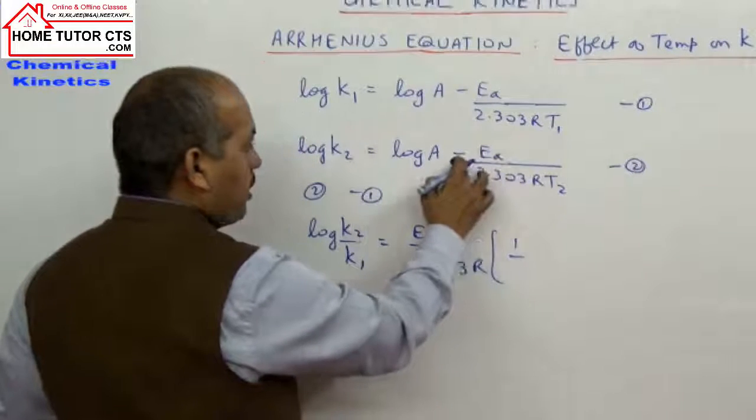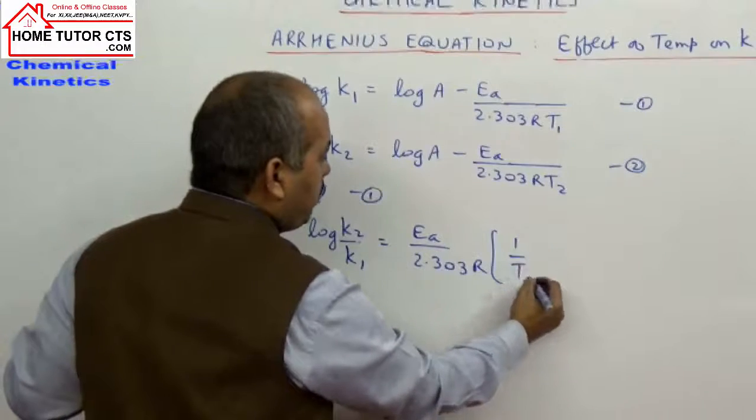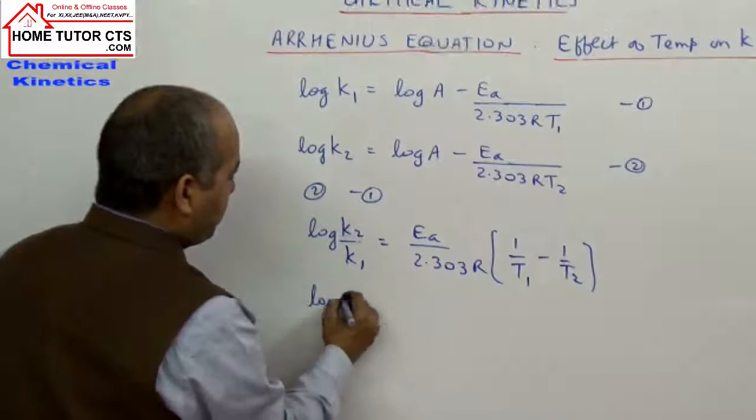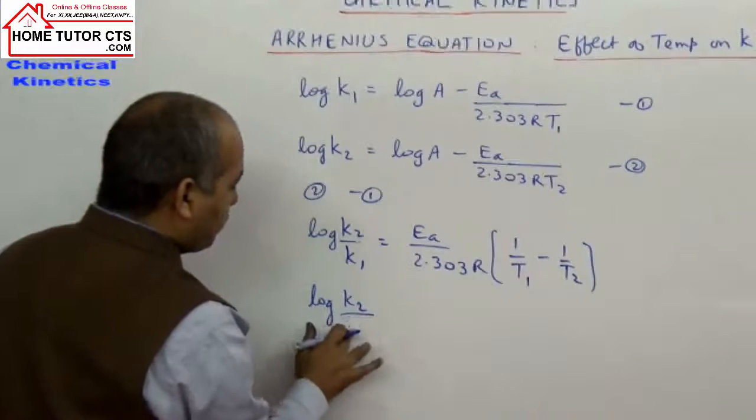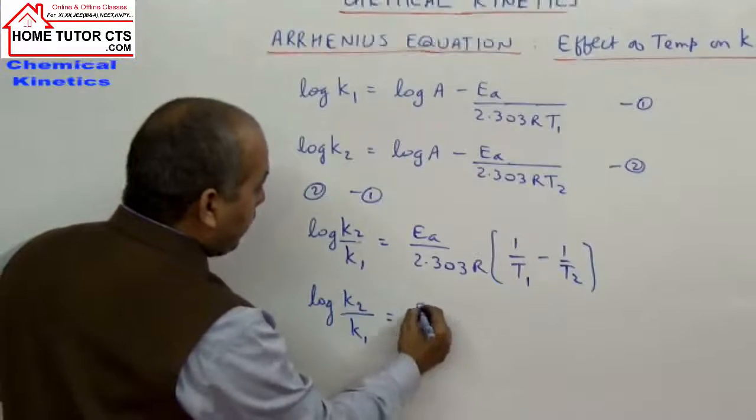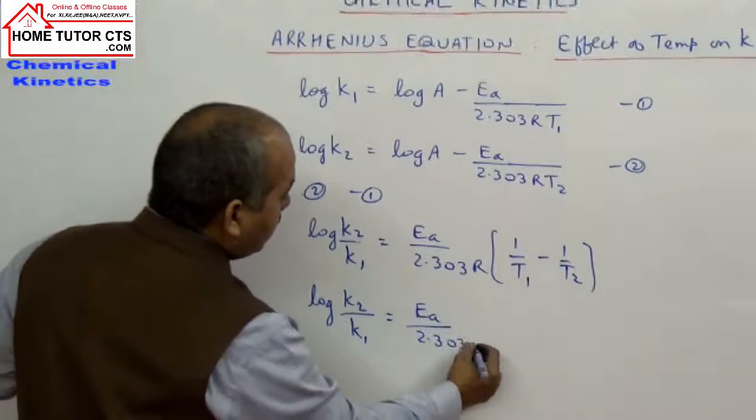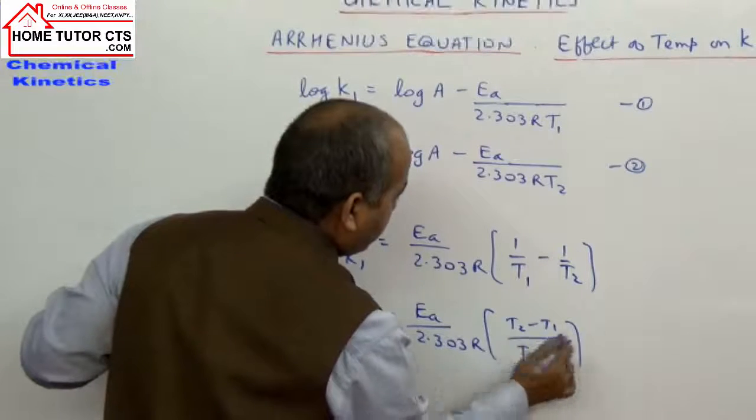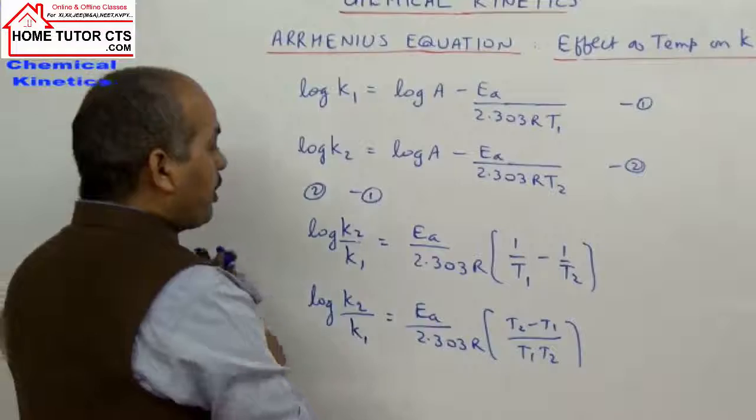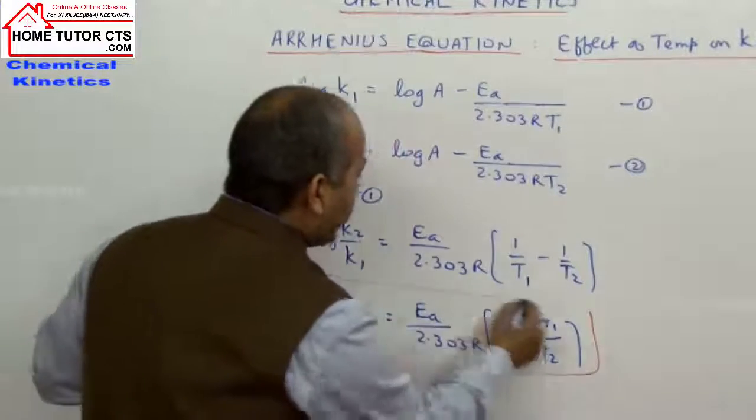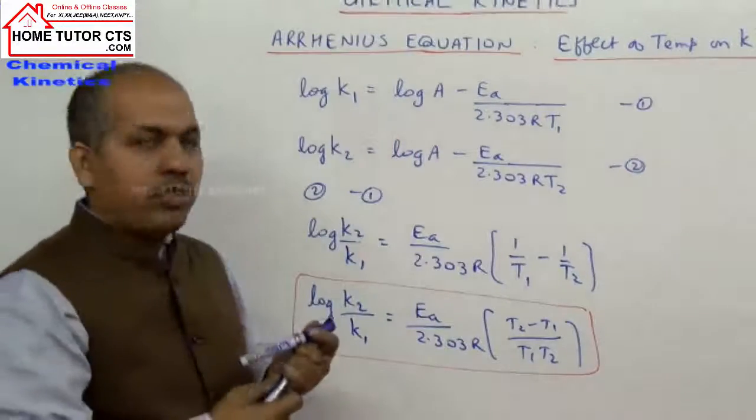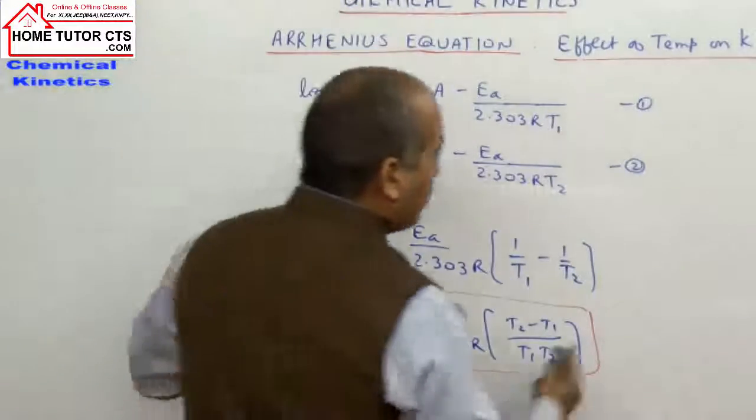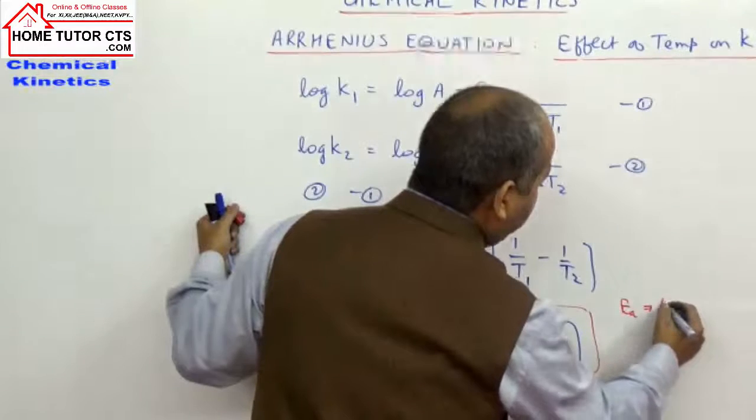See, you had a minus, and changing the minus to plus, we get 1 by T1 minus 1 by T2. So log K2 by K1 can be written as EA by 2.303 R times T2 minus T1 by T1 T2. This expression will give the effect of temperature on the reaction rate constant. This equation gives the effect of temperature on the reaction rate constant. In the given case, the EA value is always positive.